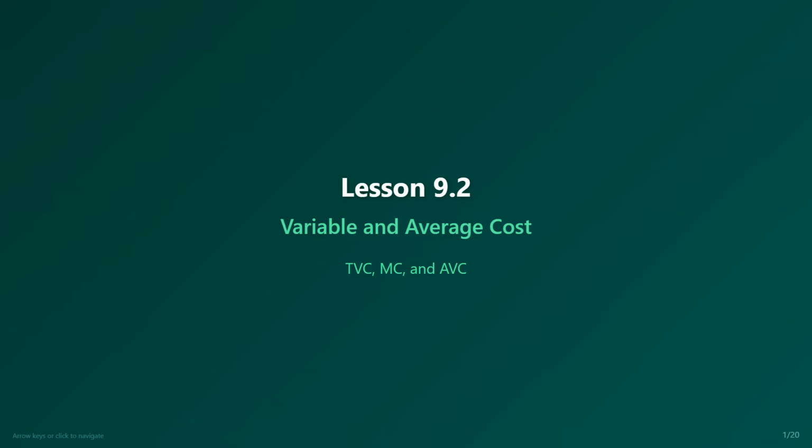Variable and average cost. In the previous section, we learned how to calculate marginal cost, that is, how much it costs to produce each additional unit. Now, we will expand and learn to calculate two more concepts, total variable cost and average variable cost per unit. These two concepts are very important for understanding the producer's behavior in the short run.